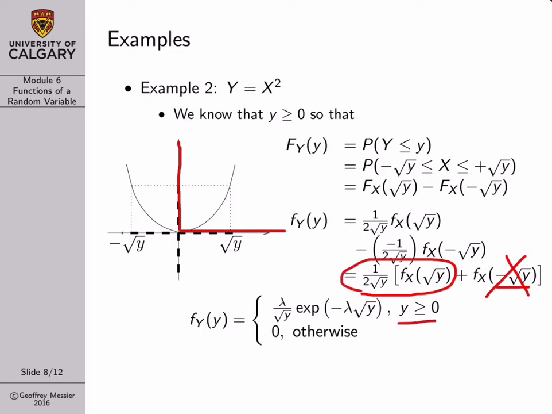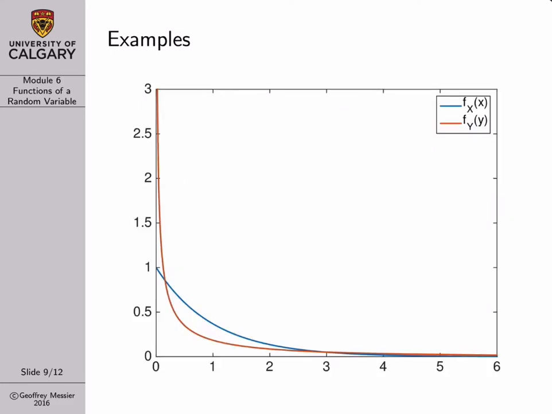PDF, defined for y greater than or equal to 0, and there should be a 2 under there. That's a little bit of a typo. And so here's a picture of our PDF of x and our PDF of y, again assuming lambda equal to 1. And this PDF also makes sense.